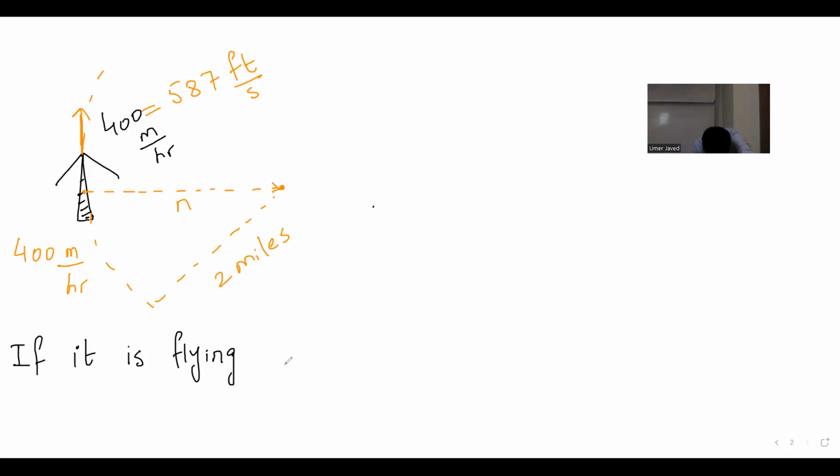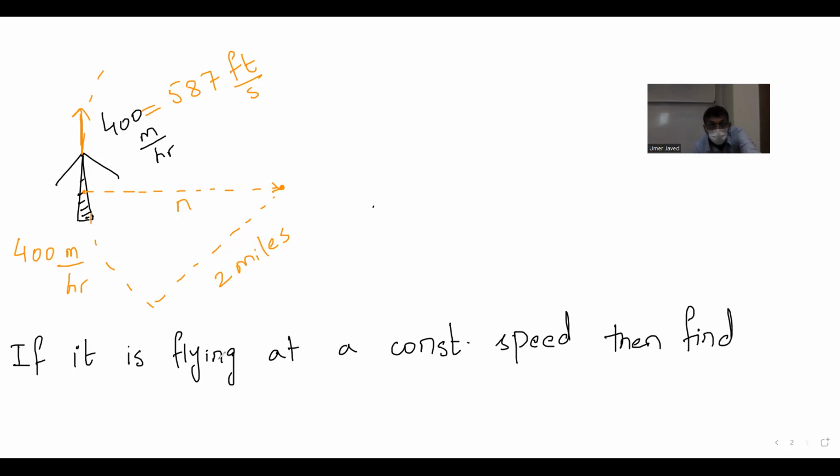Thank you. If it is flying at a constant speed, then find the banking angle for it to remain in the circular path.